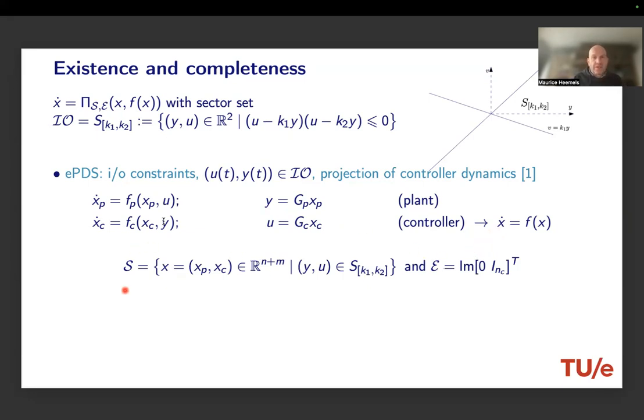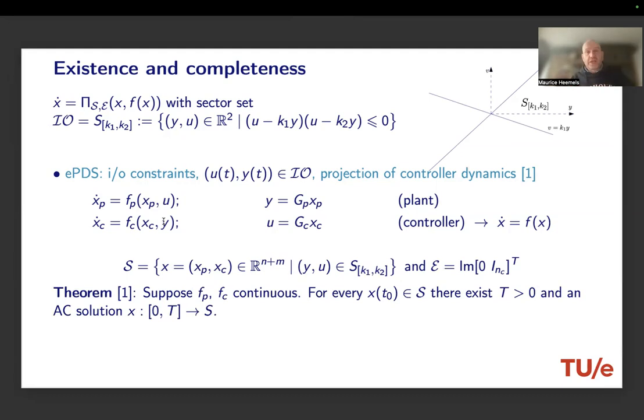So what we actually get here is that the overall constraint set is given by all X's for which the Y and the U, right? So this guy and this guy together lie in this sector K1, K2. Okay? Right, and of course we can only project controller states, so that means that the projection directions are in this cartographic E space, which is the column space for the image of this matrix over here.